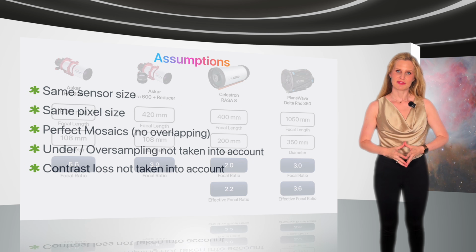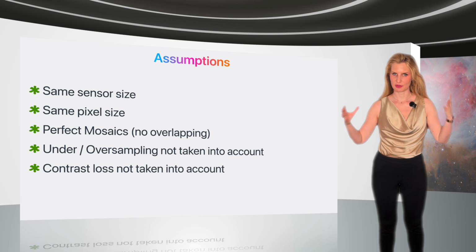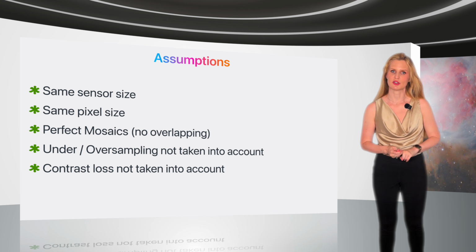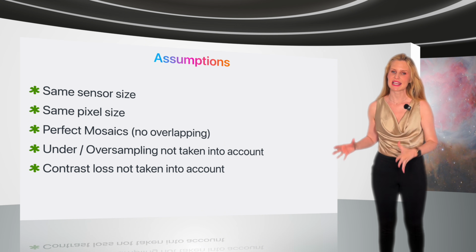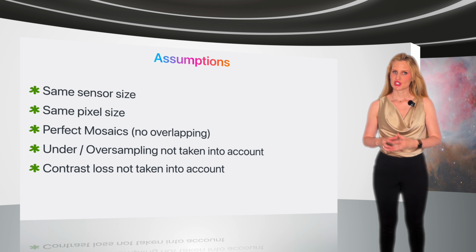In the examples that follow, we'll make a few assumptions to keep things simple and focused. First, we'll use the same exact sensor with both telescopes, meaning identical sensor size and pixel size. In the case of mosaics, we'll assume perfect stitching with no overlap.